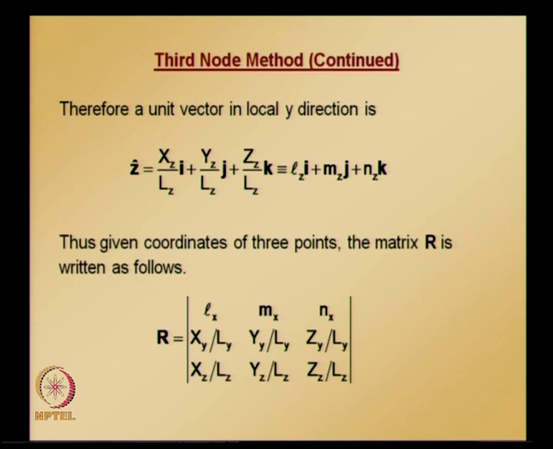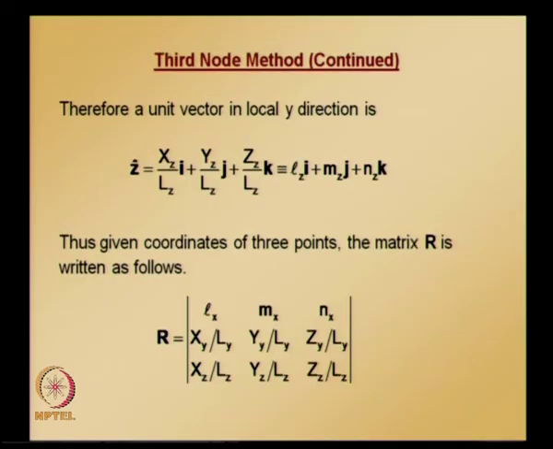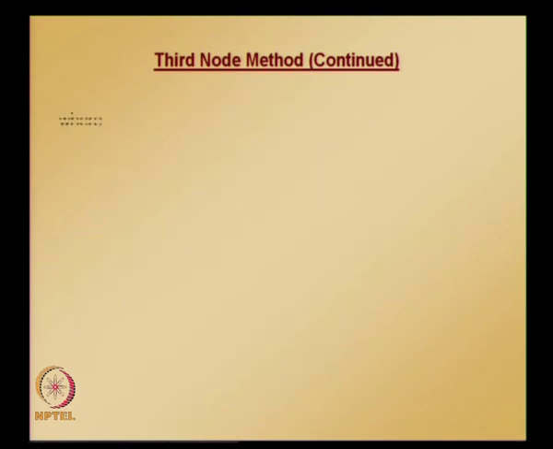Thus, given the coordinates of 3 points, that is, the coordinates of the nodes at the end points of the frame element, along with that if a third node is specified, we can do this vector analysis to get the rotation matrix. The rotation matrix can be obtained in this manner, and all the components of this rotation matrix, the details are repeated once again here.